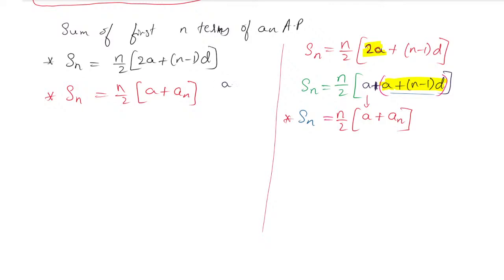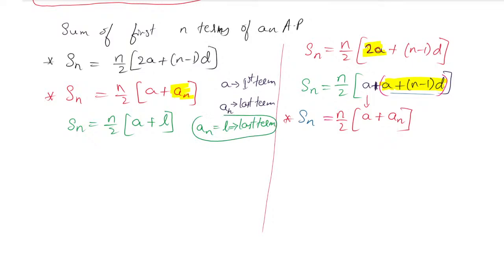Here you can write, a is the first term, an is the last term. But sometimes, in your textbook also, and in your examination for 1 mark they may ask, they will write n by 2 into (a plus l), instead of an they will write l. Here l refers to the last term. An and l are the same, both are not different. So this an will be referred to as l also, which is nothing but the last term. Sometimes we will write that. Okay, this is the second formula, not the third formula.